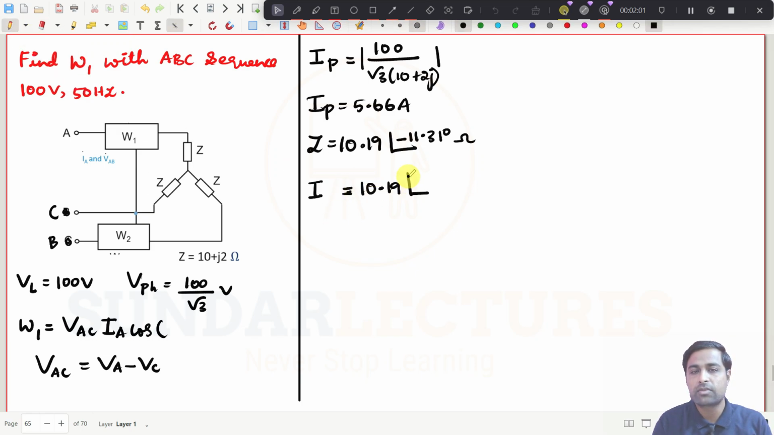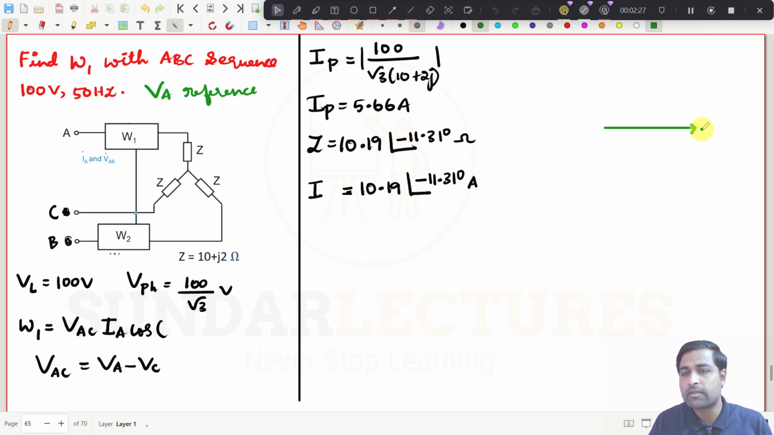I will tell you, this one will be minus 11.31 degree amperes. If you are drawing the phasor diagram, I will go for the phasor diagram because we need a different value here, right? Between IA, VAC and IA, we need to find what is the angle. Here also VA is the reference. Don't confuse with this. This is VA, and they have given you it is an ABC sequence, so it will come like this, maybe a bit larger.